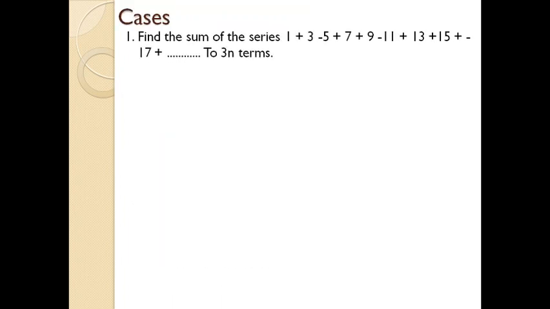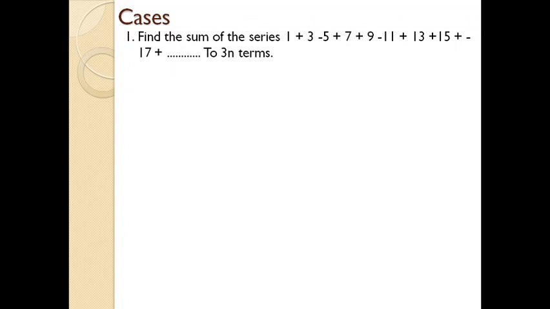Next case, find the sum of the series 1, 3, minus 5, plus 7, plus 9, minus 11, plus 13, plus 15, minus 17, and so on, in a continuous form to 3n terms. 3n terms means 3 sets of arithmetic progression cases. Let's find out whether there are 3 cases or not.